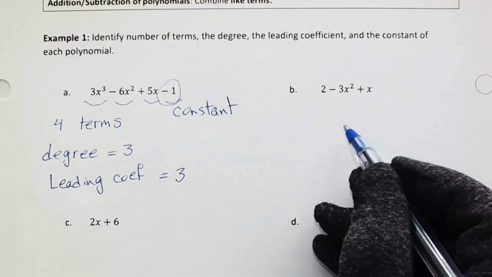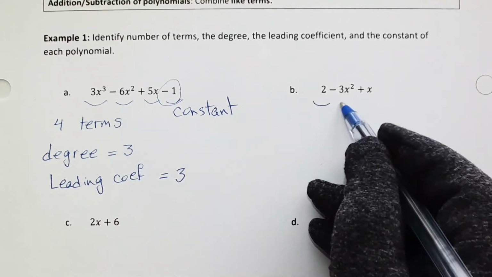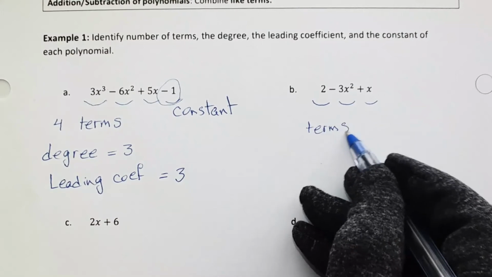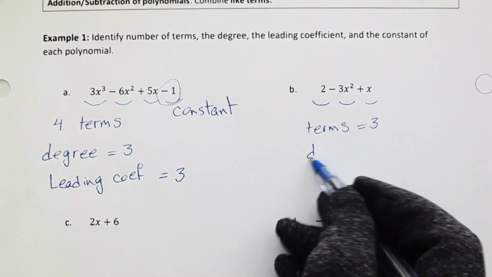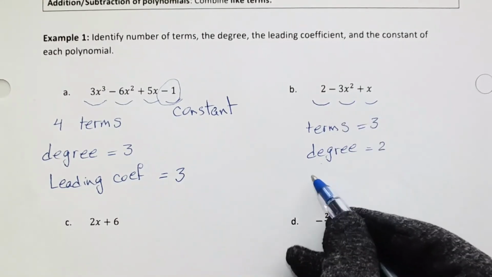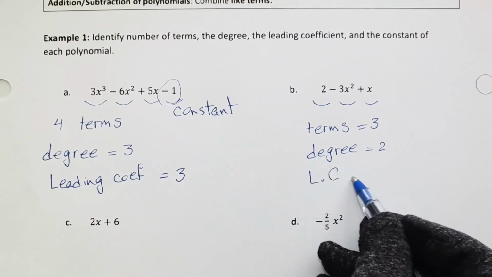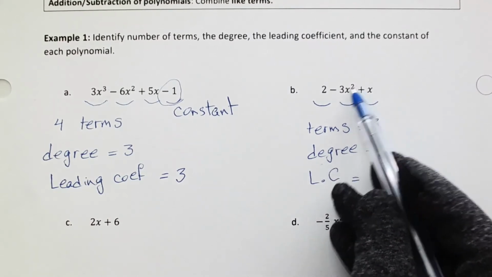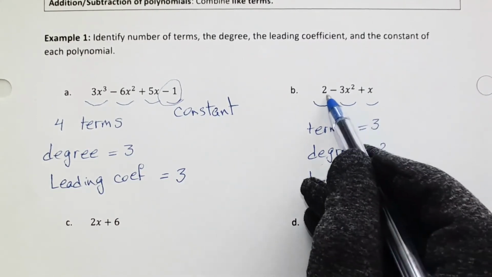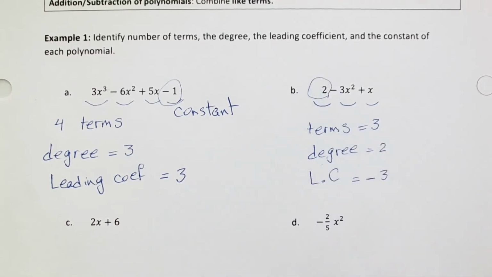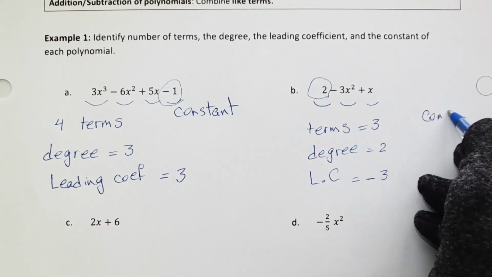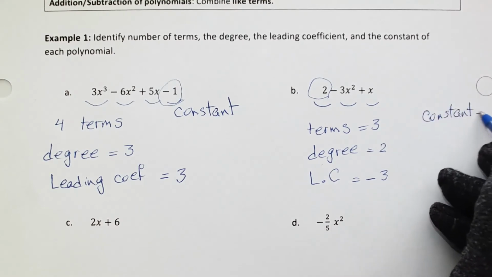Let's solve the second example. Again, this polynomial has 3 terms, so the number of terms is 3. The degree of this polynomial is 2. The leading coefficient, the coefficient of x squared, is negative 3. And the constant, the term that doesn't have any x, is 2. So the constant is 2.